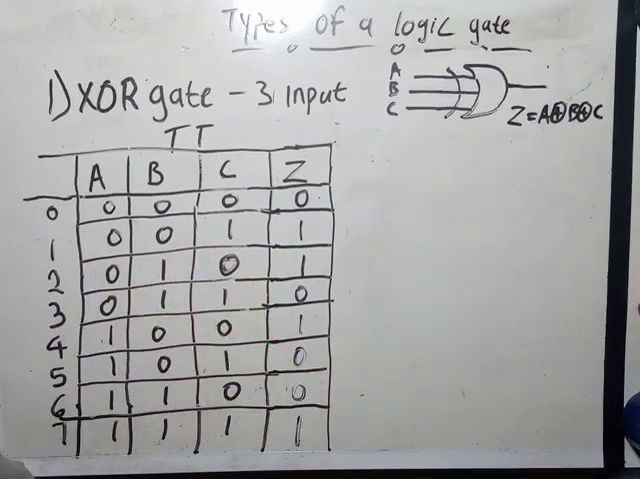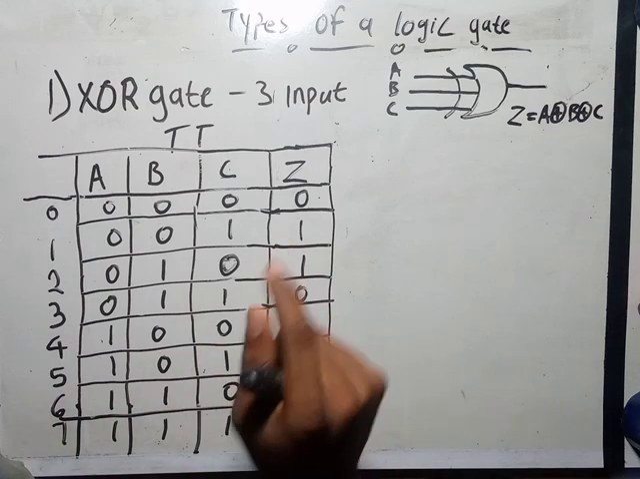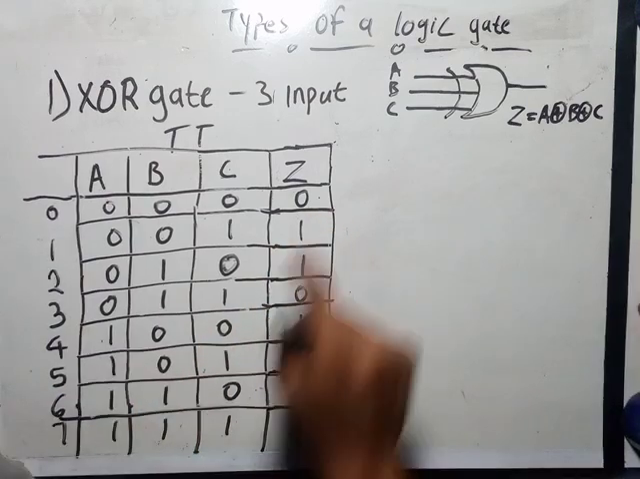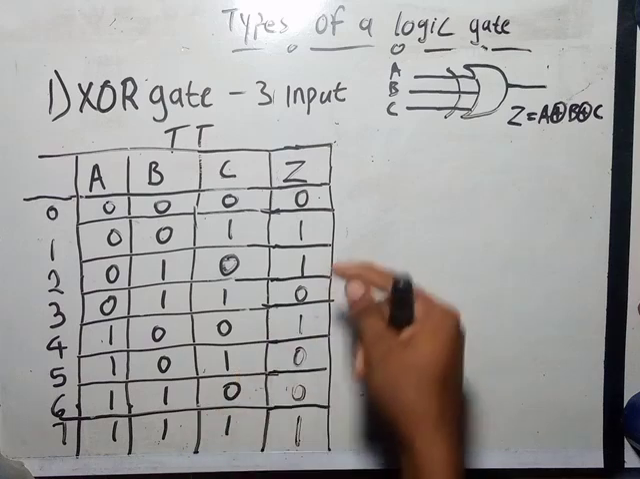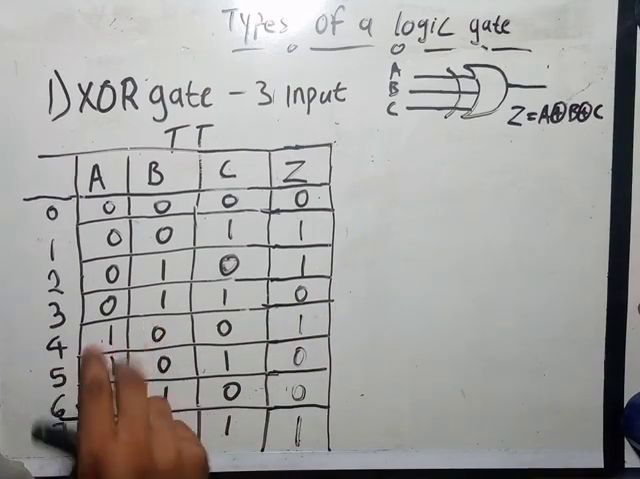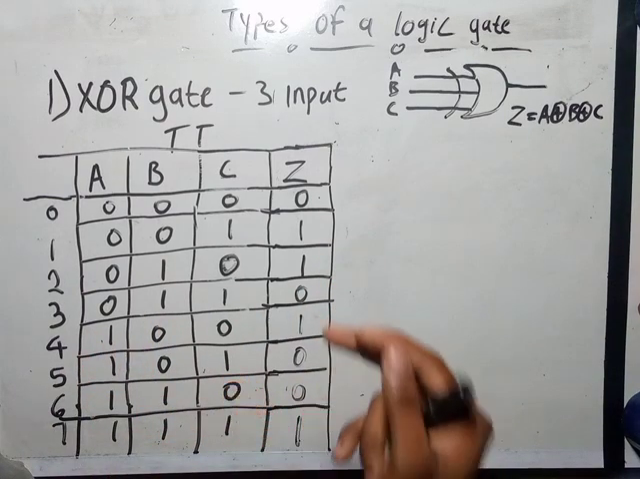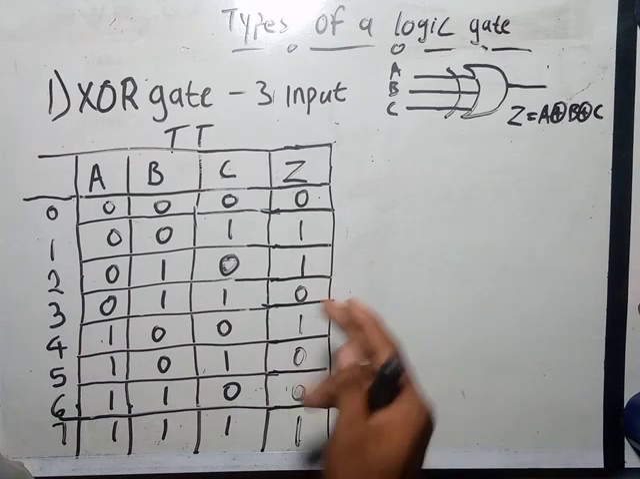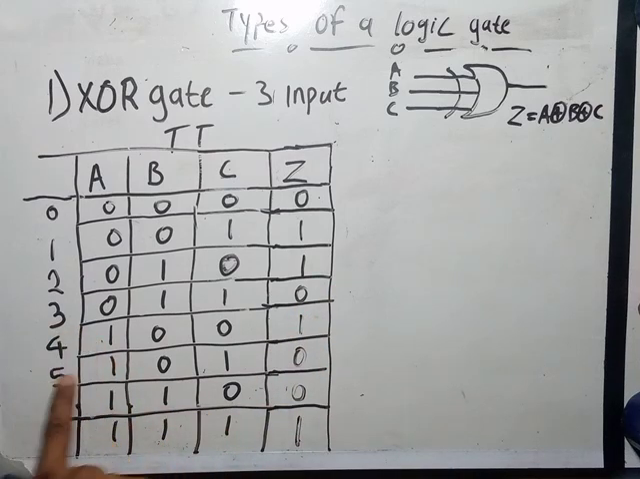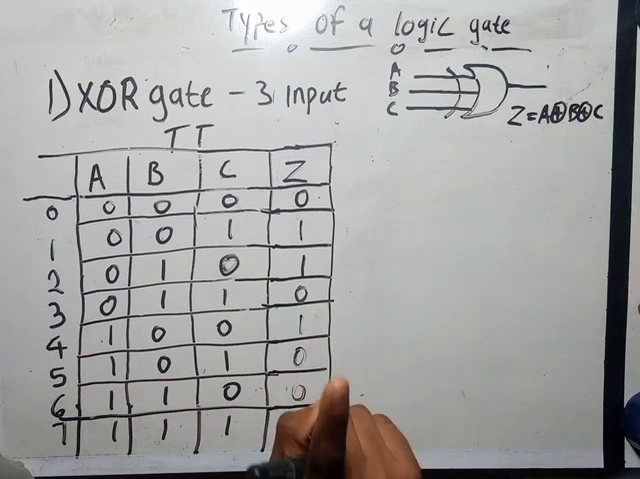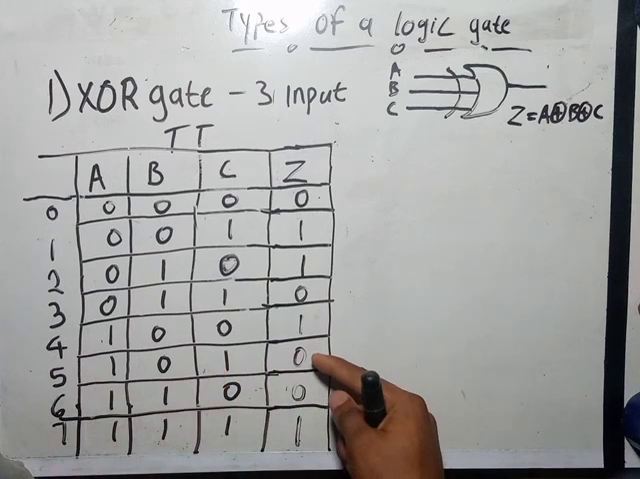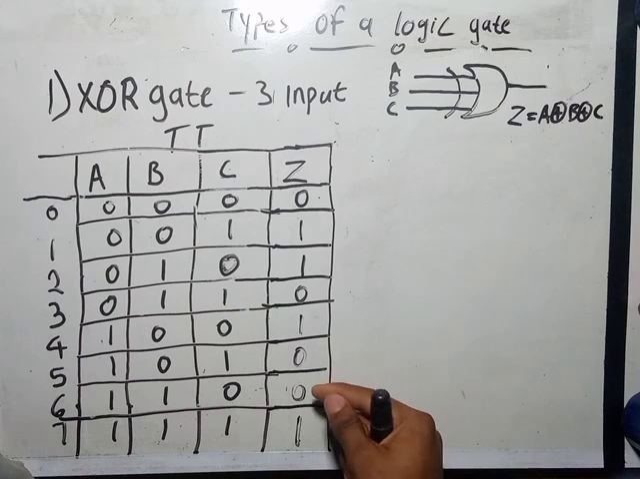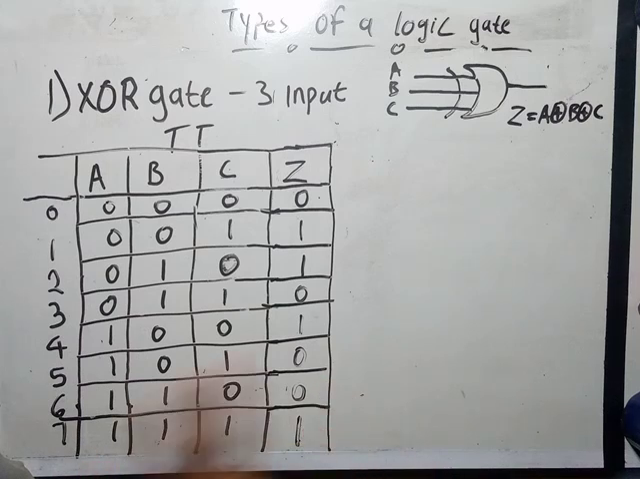Over here, since we are having only one, which is an odd number, only one high input, our output will be what? High. Only one high input, our output will be what? High. 2 high inputs, our output will be what? Low. One high input, our output will be what? 1. 2 high inputs, our output will be what? 0. 2 high inputs, our output will be what? 0. And 3 high inputs, our output will be what? 1, because 3 is an odd number. So that is for your XOR.